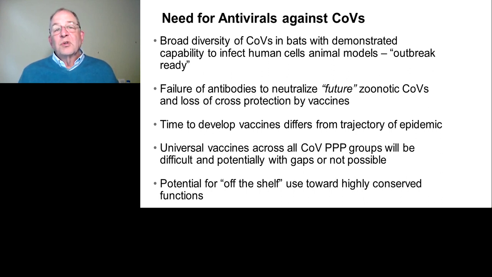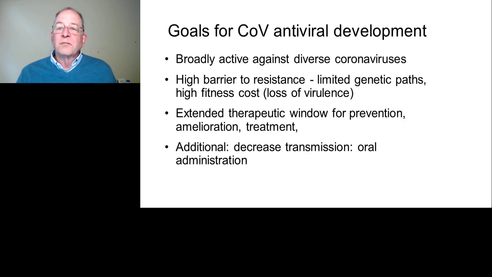Certainly there's some possibility of broadly neutralizing monoclonal antibodies that could be developed against regions of the coronavirus spike protein that might be broadly useful and on the shelf and ready to try. That's important. That should be done. And that may be one of the most important things we can do. But it's also possible that it may not work. So if you could have broadly active compounds targeting conserved domains in the coronaviruses, you could have the potential for off-the-shelf use toward highly conserved functions. And that was really the goal of our research.